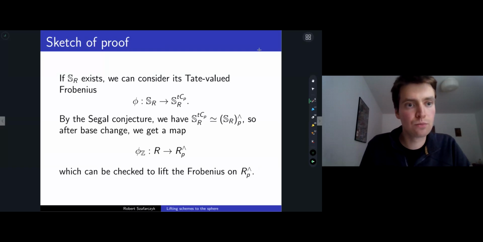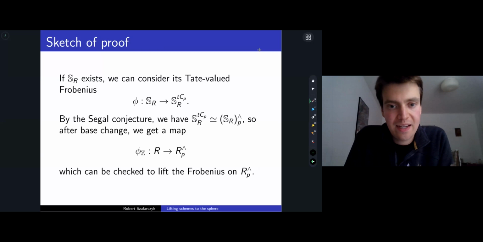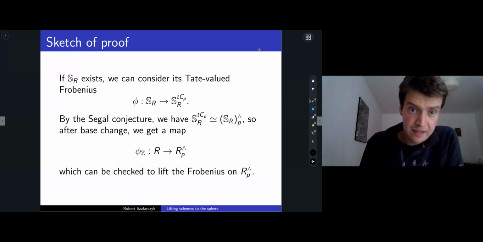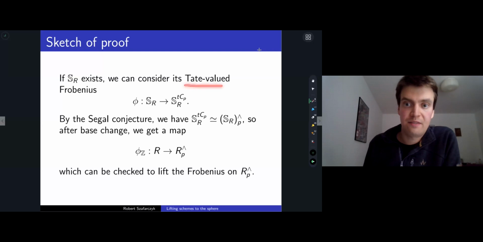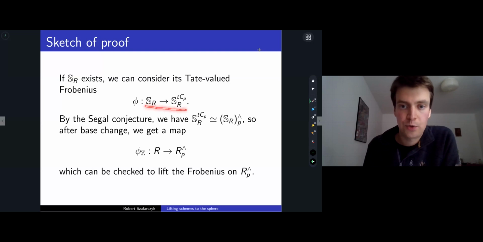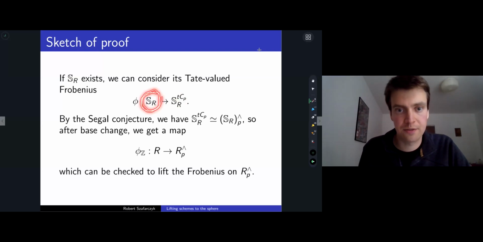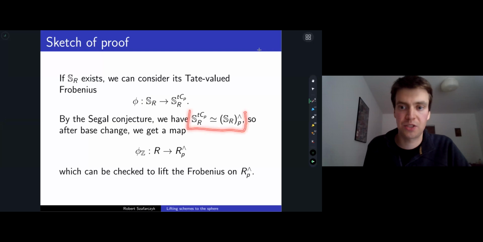Okay, so now let me just quickly tell you where those delta hat structures come from. If we have a lift, S_R, so this is an E-infinity algebra, and every E-infinity algebra has what is called a Tate-valued Frobenius. So it's a ring map from S_R to S_R Tate construction of C_p. But in this particular case, of ring spectra looking like a lift of this form, the Segal conjecture implies that the Tate construction is just the P completion.